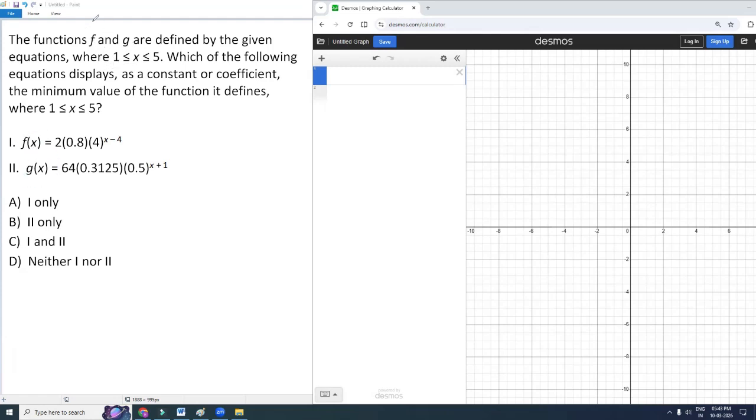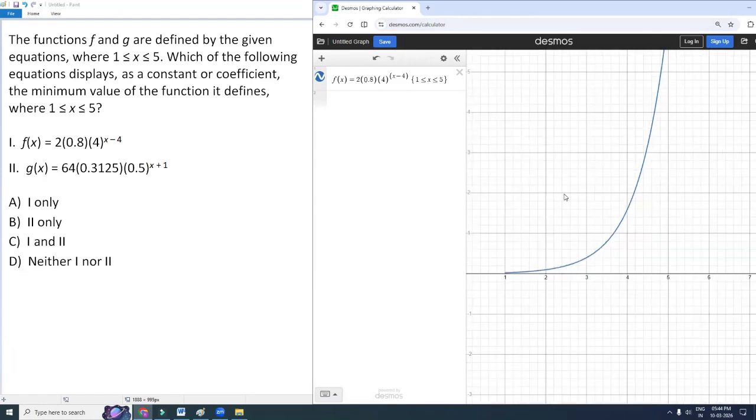Okay, now first let me take the first function f of x. Let me type it over here. That is f of x equals 2 times 0.8 multiplied by 4, and it has to be raised to the power of x minus 4. And now let's define the domain, that is 1 ≤ x ≤ 5. Okay, here I got the graph of the first function f of x.